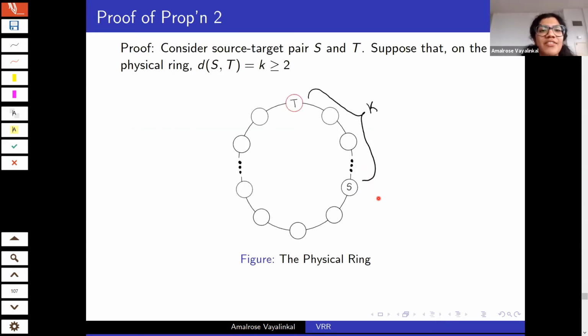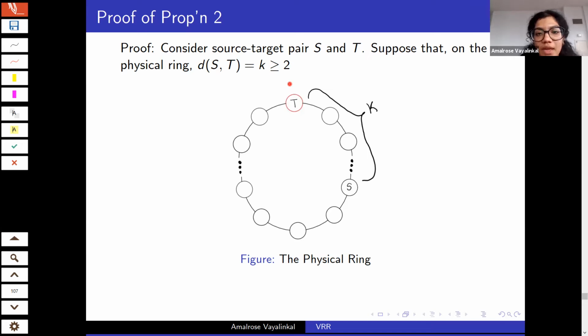So for n greater than 3, consider a source target pair S and T, and suppose that on the physical ring now, because we can use the same measure of distance, the distance between S and T is equal to k greater than or equal to 2. The reason we have greater than or equal to 2 is because if the distance is 1, then they're physical neighbors, and again, stretch is just going to be 1 because the source node has it in the routing table, so you're always going to take the shortest path.